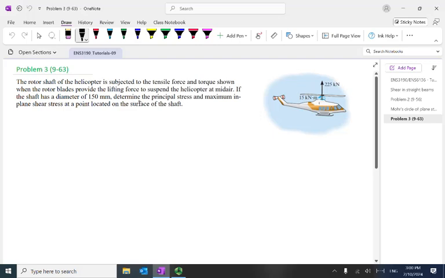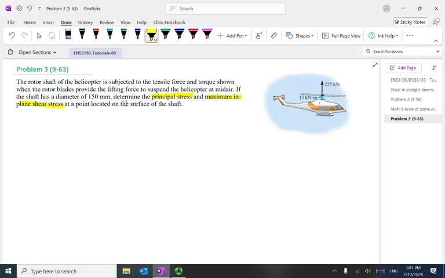Determine the principal stress and the maximum in-plane shear stress at a point located on the surface of the shaft. This criteria gives you the stress state, but you must work it out by yourself, okay? To work this out, we can draw a free body diagram. For example, we can draw a free body diagram from here.